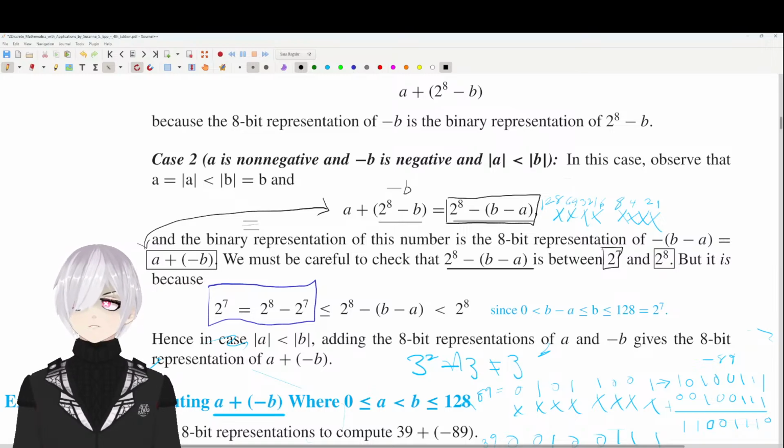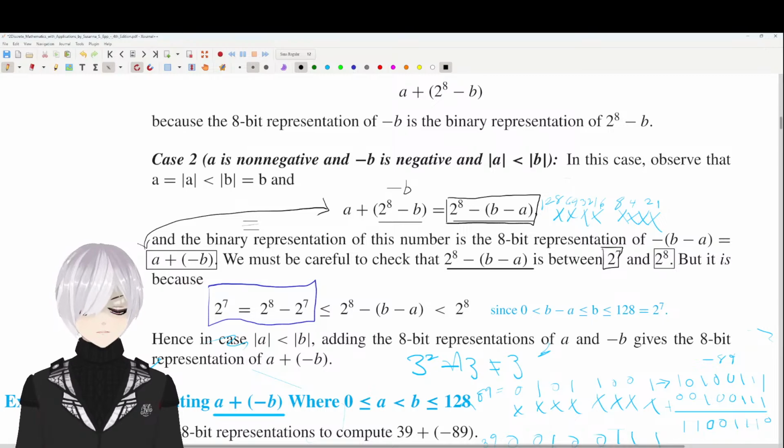Okay. So 128 is 2 to the 7th, right? So the biggest that b minus a can be is 2 to the seventh minus 0, I suppose. Yeah, exactly. Which means that this number is going to be greater than or equal to 2 to the eighth minus 2 to the seventh.